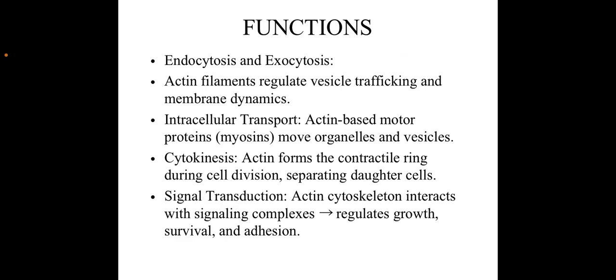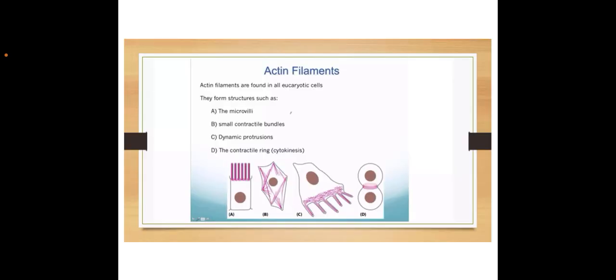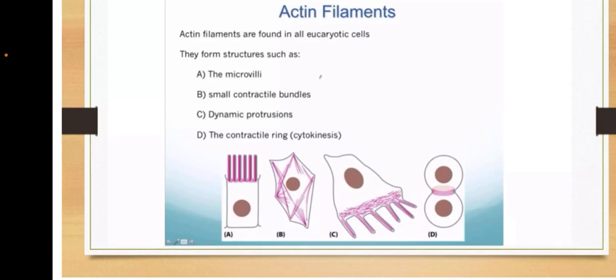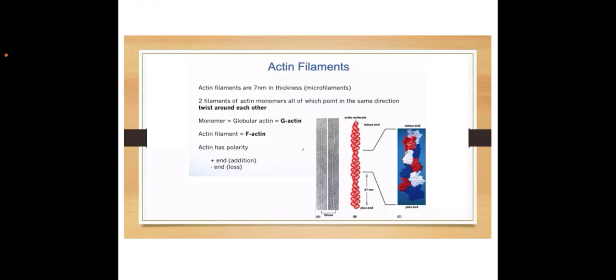Intracellular transport is also carried out by microfilaments. Cytokinesis during cell division is also provided by them. They are also involved in signal transduction, as the actin cytoskeleton interacts with signaling complexes and regulates growth, survival, and adhesion. So these are the structures they provide in the cell: the microvilli, small contractile bundles, dynamic protrusions, and the contractile ring. These are all shown in the diagram.